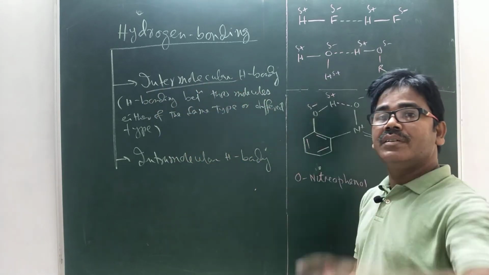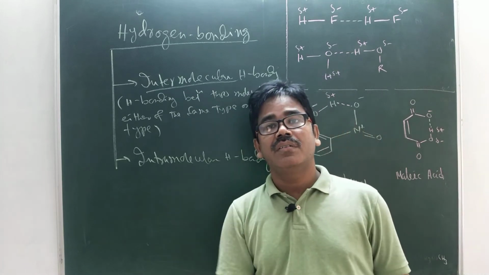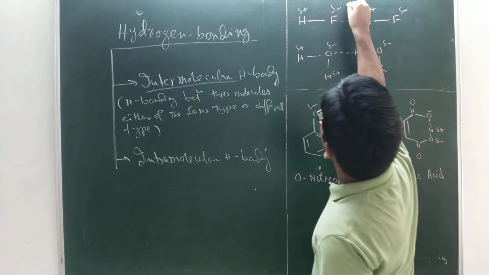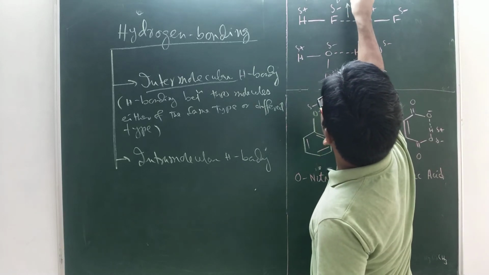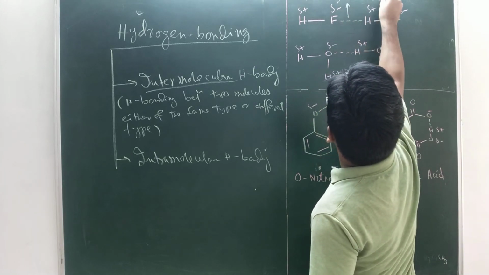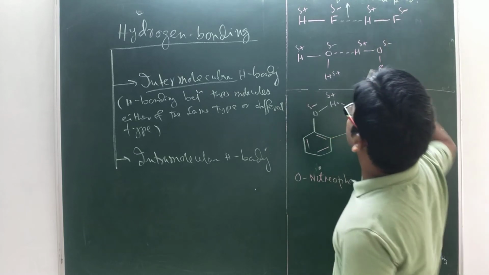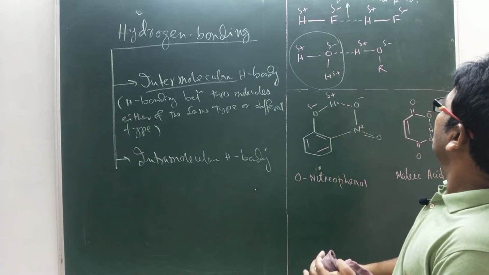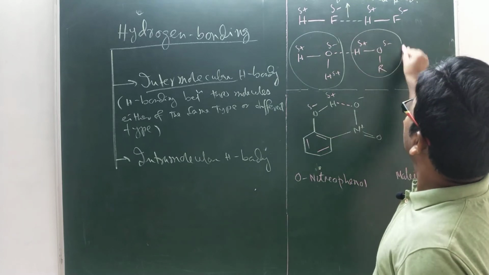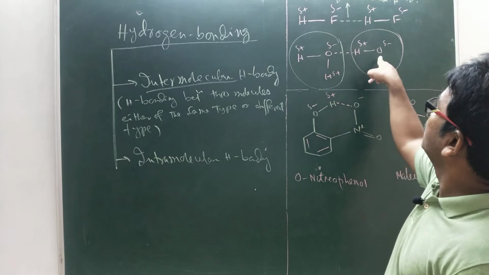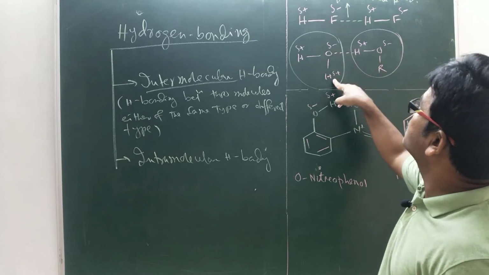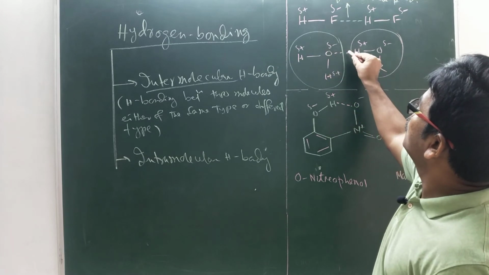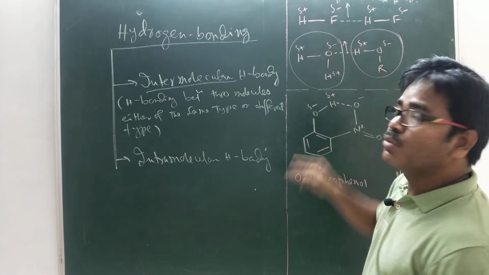Inter means between two molecules. Both the molecules are the same. This is called intermolecular hydrogen bonding. Similarly, if we consider this is a water molecule and this is an alcohol molecule. Here oxygen is minus, hydrogen is plus, oxygen is minus. Between minus and plus, this is also intermolecular hydrogen bonding.